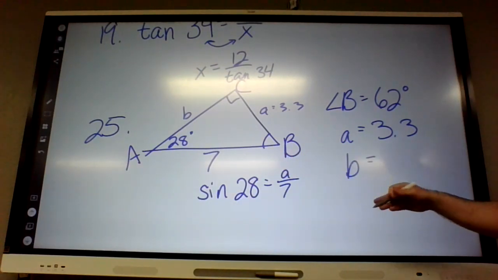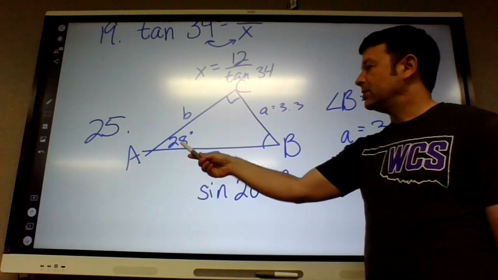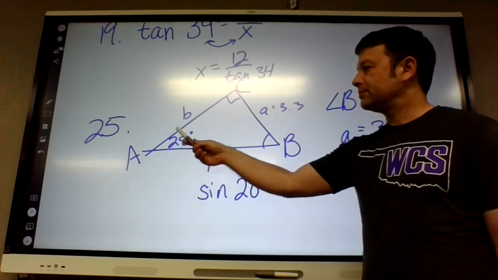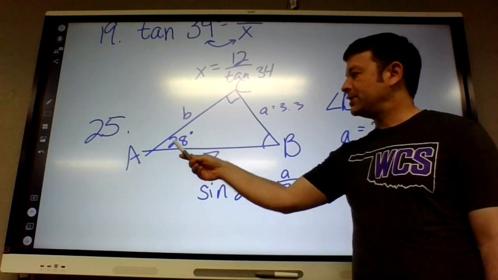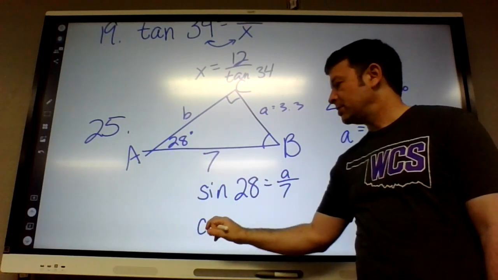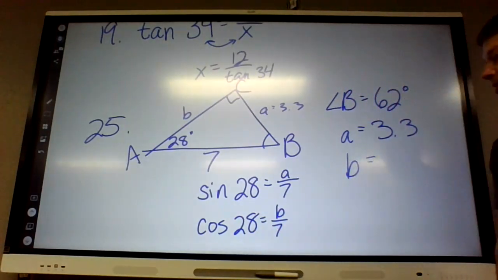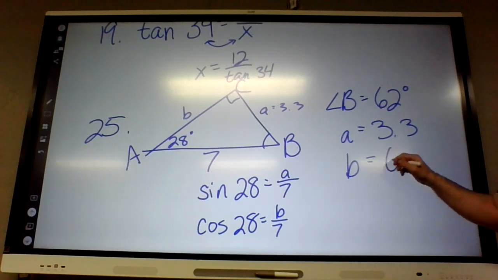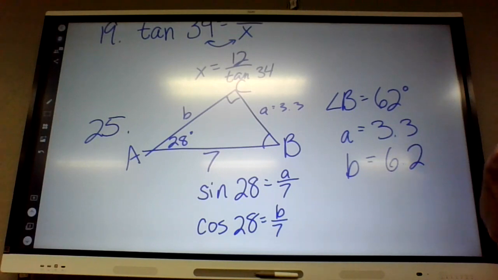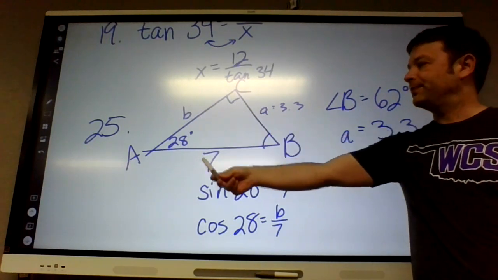Okay, for the B answer, let's see. So the B is the what side? Adjacent. Cosine of 28 equals adjacent over hypotenuse. So cosine of 28 times 7. Can you just say what it is? What did that one come out as? 6.2. Does anybody know how you could check your answer on that one? You could do Pythagorean theorem, if that works.